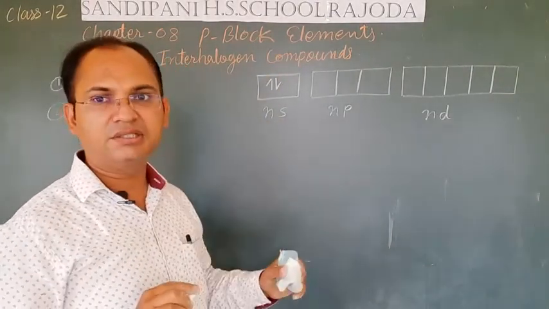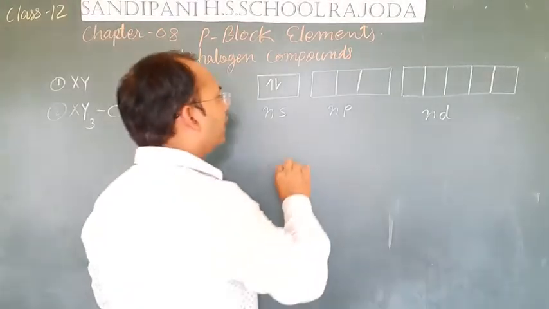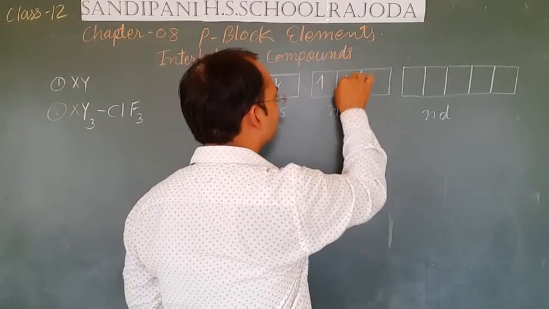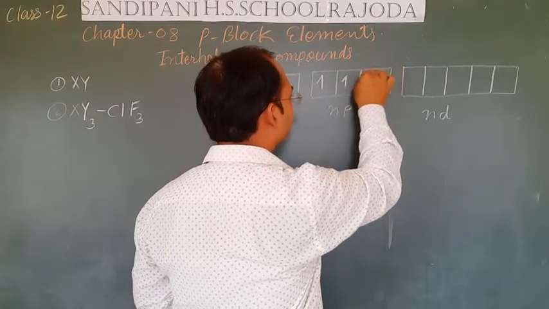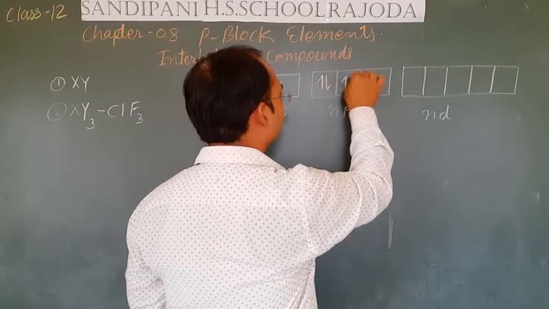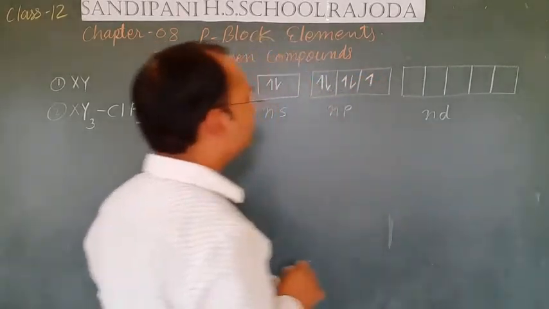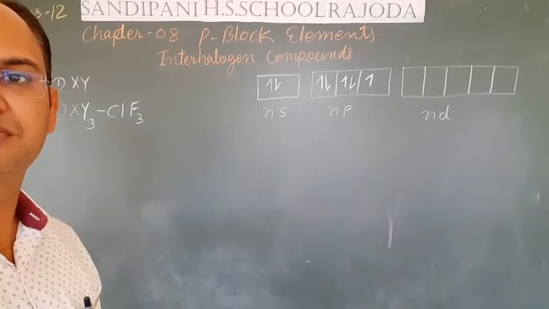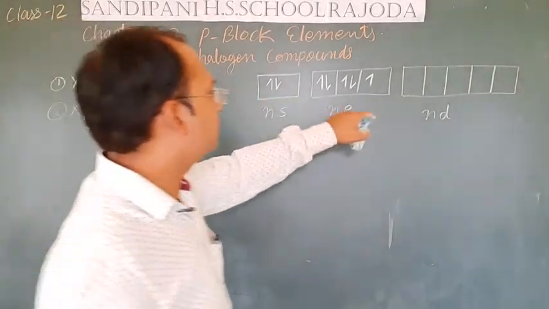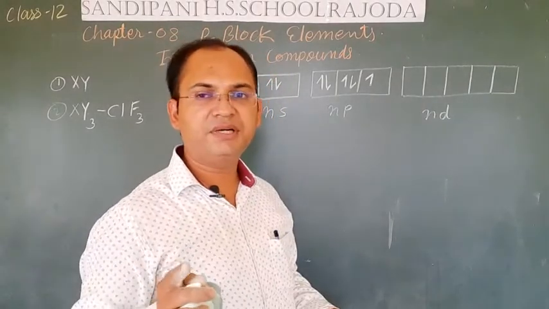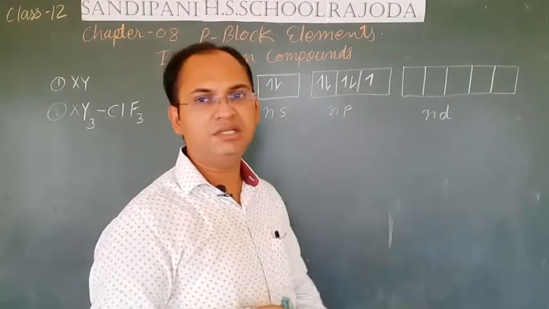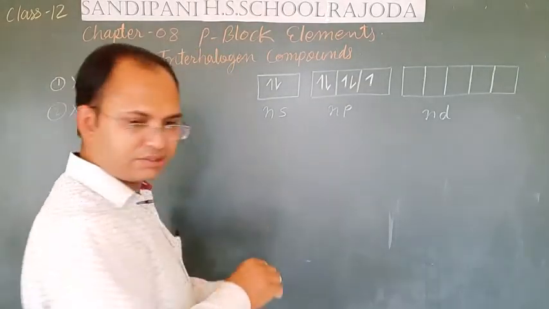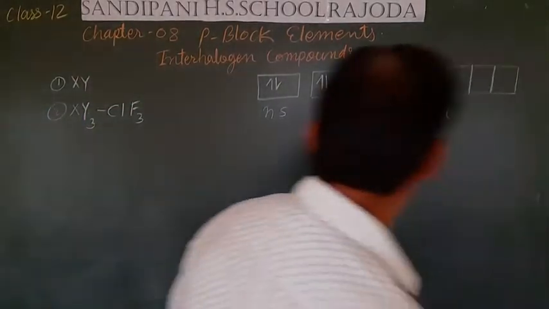the third s shell is completely filled. In the third p shell, one orbital has the unpaired electron. Here 3p has one unpaired electron and 3d is completely vacant. Now we will see this structure, students, in its ground state.